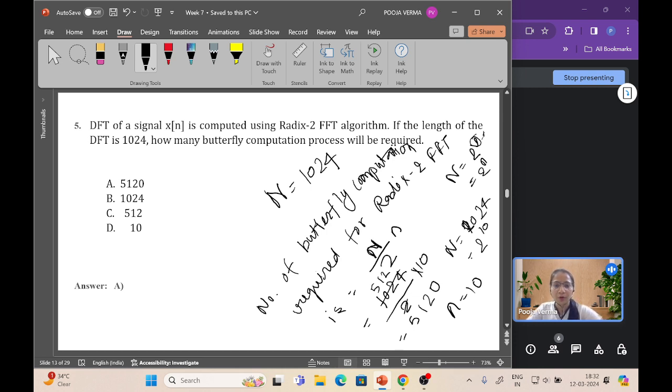So the total number of butterfly computations required for radix-2 FFT algorithm is 5120. So the correct option is A. Okay, have you understood this question? So we can move to the next question.